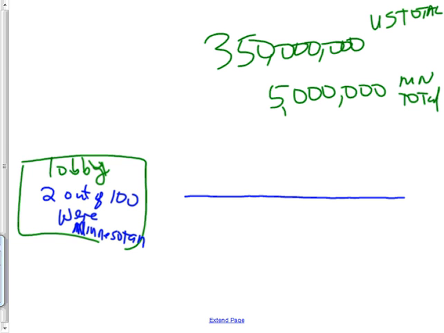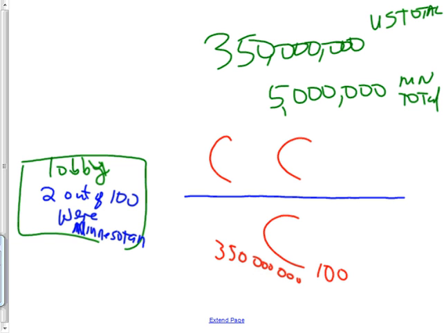It's a CC over C question. So, where did I say to start? Bottom. How many total people are there? How many are we picking out in our subgroup? 100. Those are the bigger numbers. Yes?